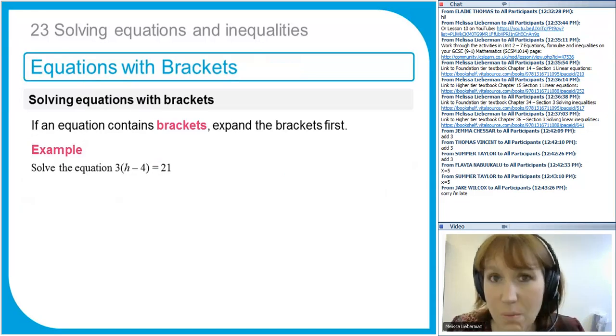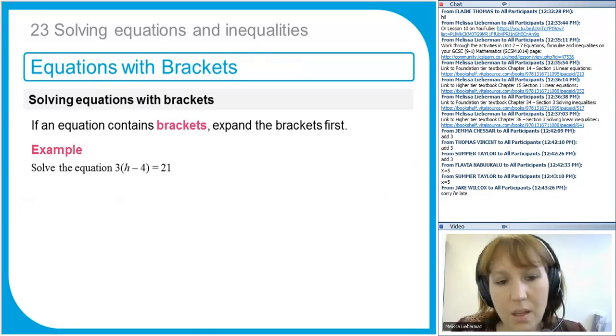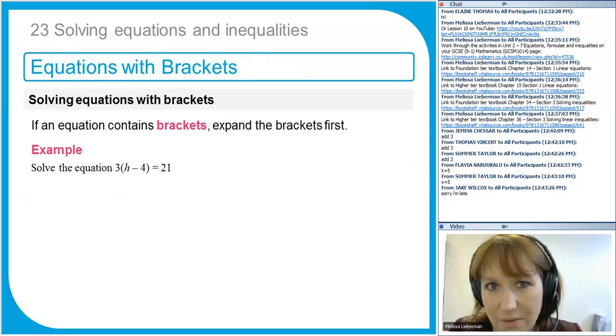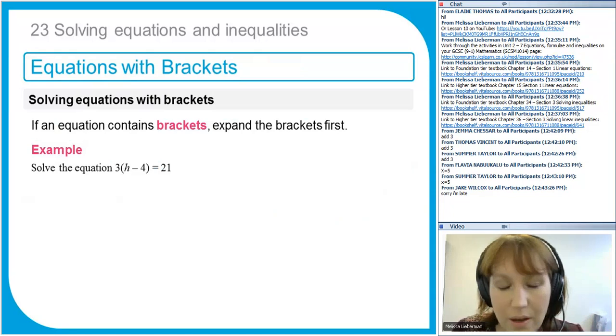Okay, now here's one with brackets. Now there's actually 2 ways to do this one. I could divide both sides by 3 in the first step. So if I divided both sides by 3, I would have h minus 4 on the left-hand side, and then 7 on the right-hand side. So I could do it that way.